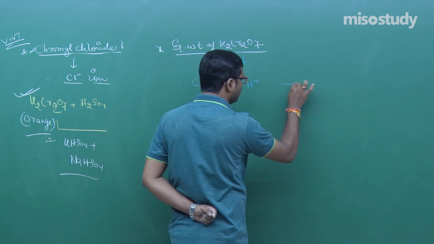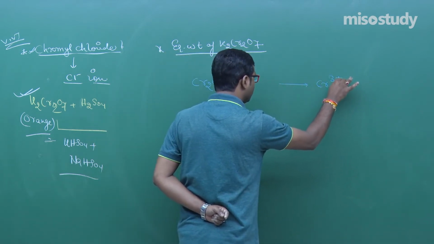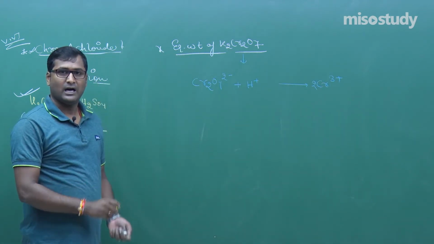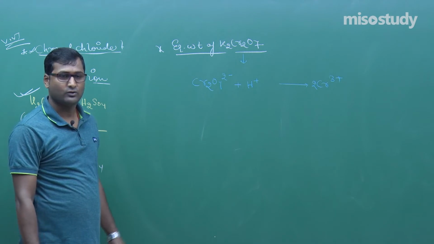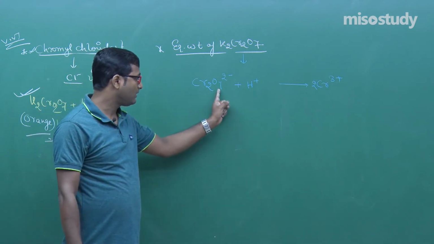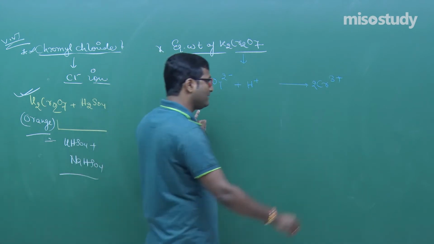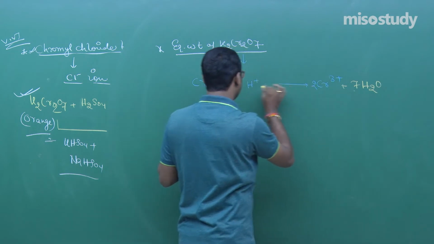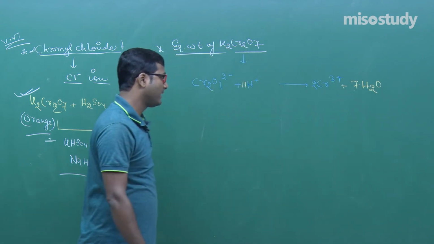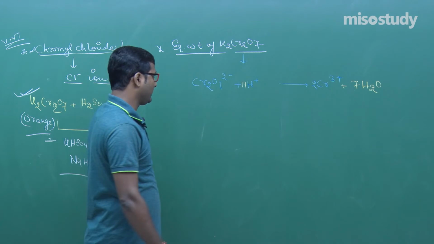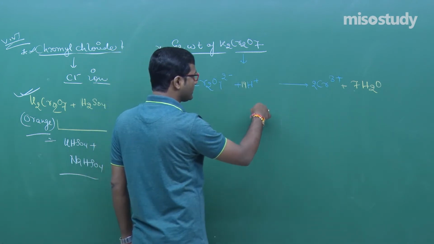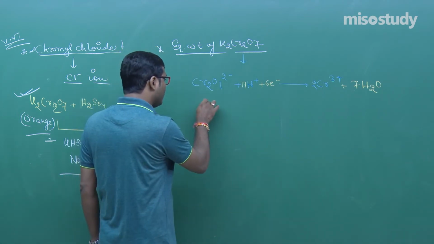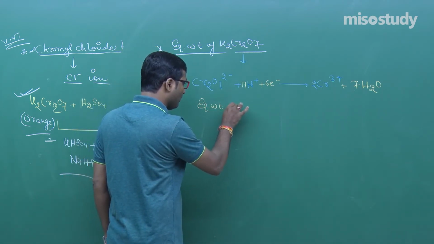in acidic medium converts into Cr3+. Now balance the 2 chromium. Using the ion electron method or the oxidation number method, you know how to balance the reaction. How many oxygens are here? 7. Add 7 water, 7 H2O. Now 7 H2O gives 14 H+. Now charge balance. 14 minus 12 is 6, that is 6 electrons. Yes sir.